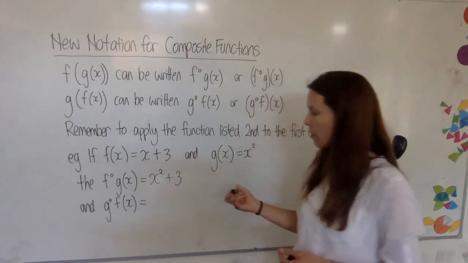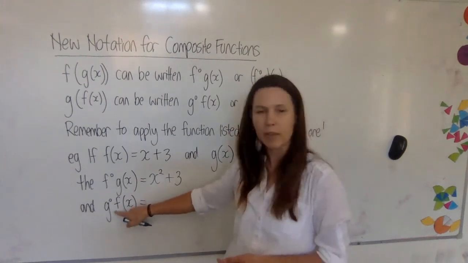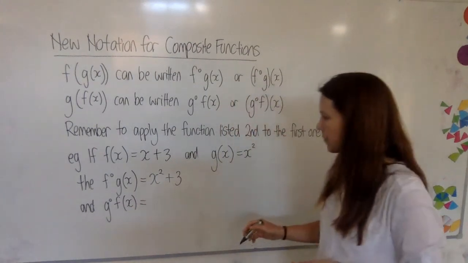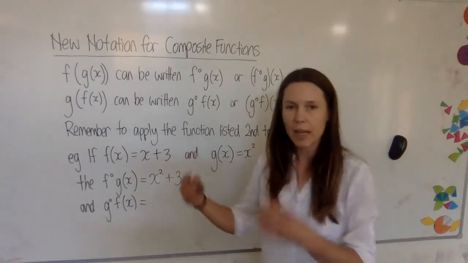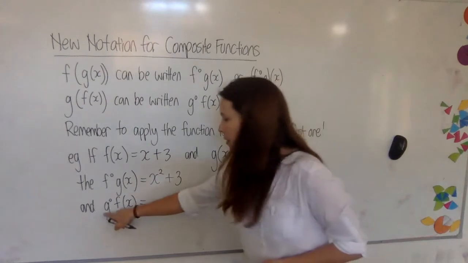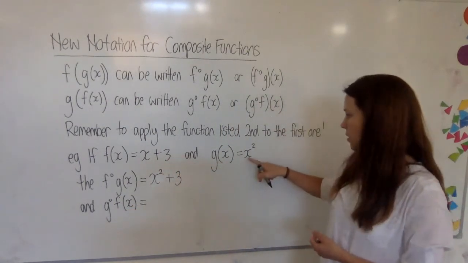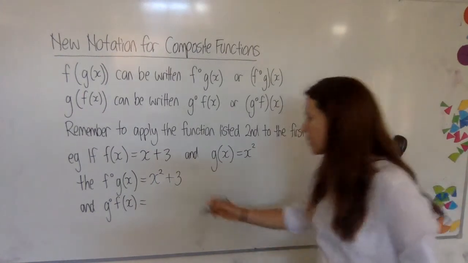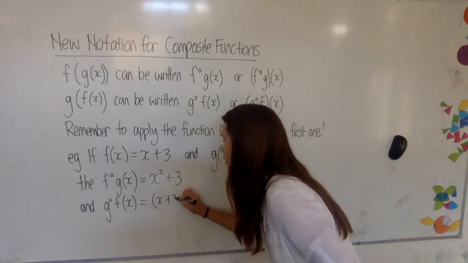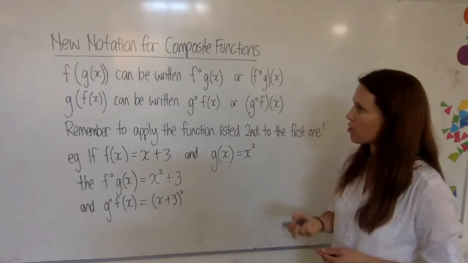Whereas g of f of x, and you can still call it that even though the notation looks different, means that I need to take f of x, which is x plus 3, and anywhere they've used an x in the first function, I need to use x plus 3 instead. So instead of squaring x, I'm going to square x plus 3. And I get this. So we've seen this before, it's just a little bit of revision with new notation.